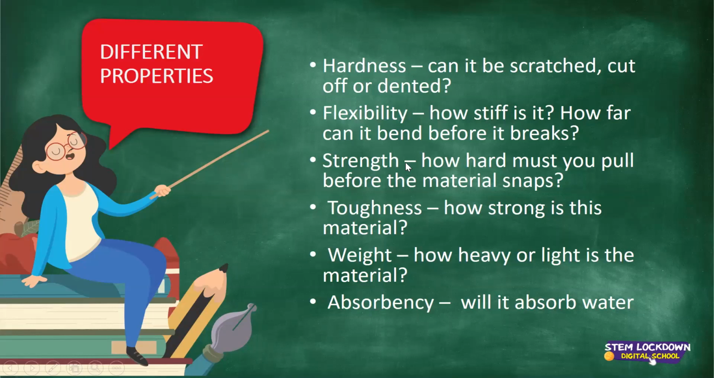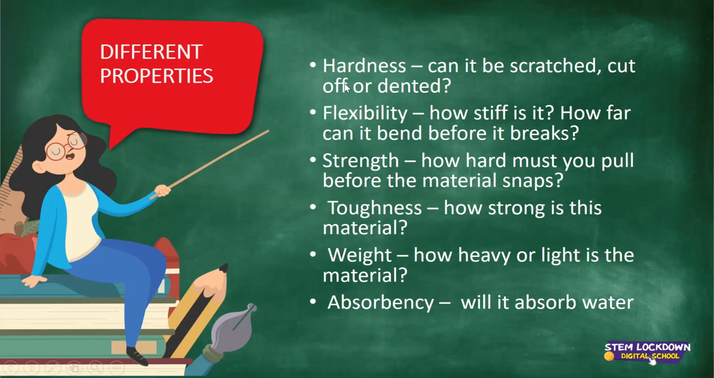The first one is hardness. Second one, flexibility. Third one, strength. Fourth one, toughness. Fifth one, weight. And then the last one, absorbency, which was also in the keywords. If you look at these properties, you can see that they were also mentioned in the keywords. So at the end of the lesson, you're supposed to know what these keywords mean.